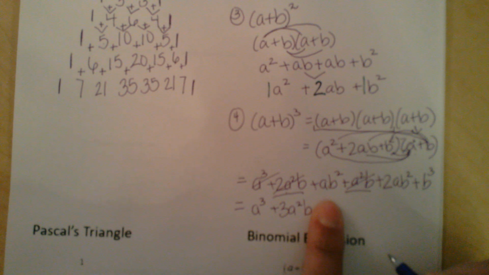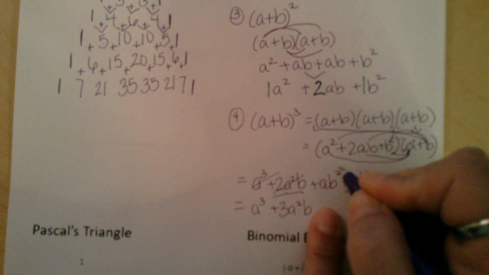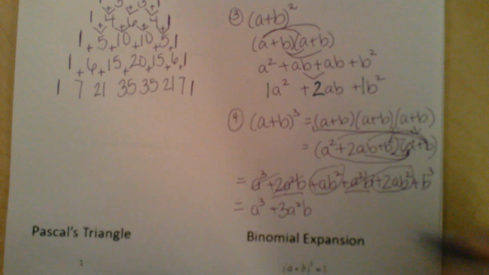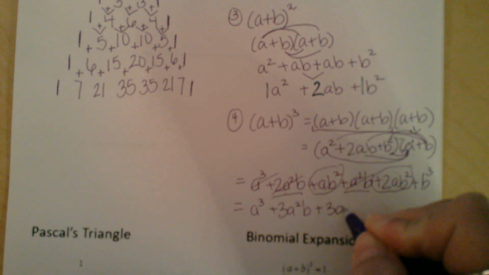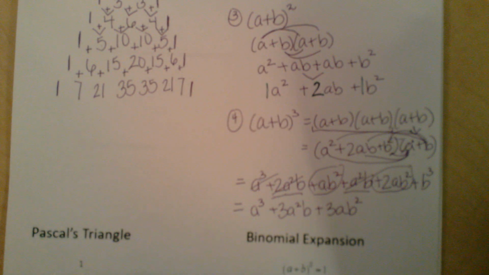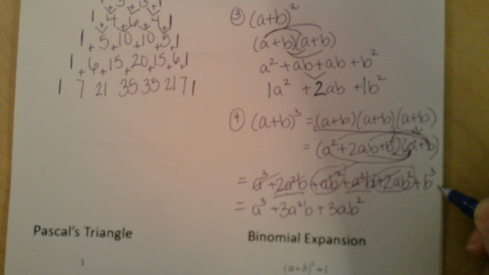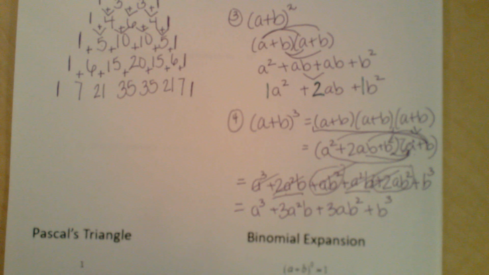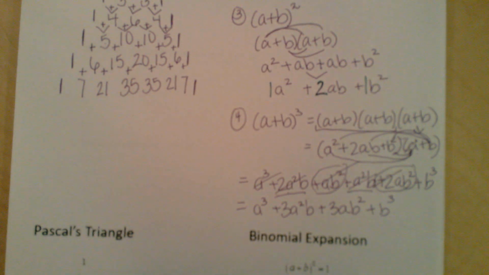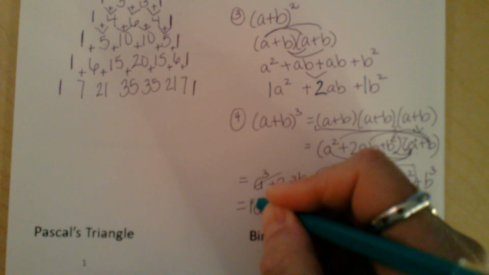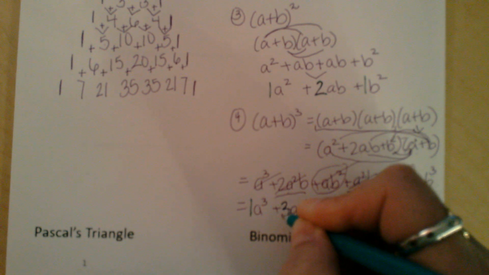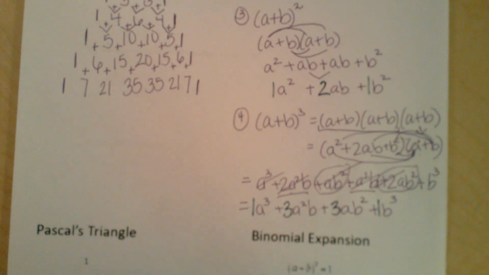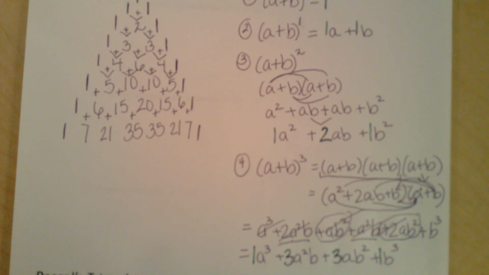Okay. Are there other ab squareds? Yes, I have 2 here. I have 2 ab squareds. That gives me 3 ab squareds. And then that's out. Are there other b cubes? No, plus b cubed. Okay, some things to explore. Let's put our coefficients in. 1, 3, 3, 1. I wonder where we've seen that before.